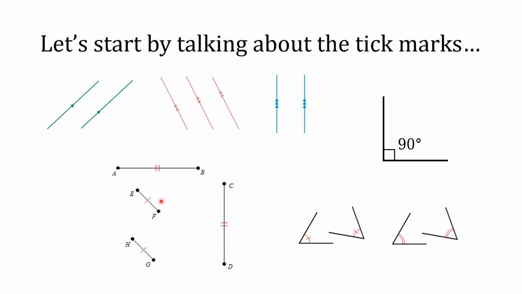And then the same deal with line segment EF and line segment GH that we see here. They've got one tick mark through them, which tells us that they're the same length as each other, but a different length from everything else.